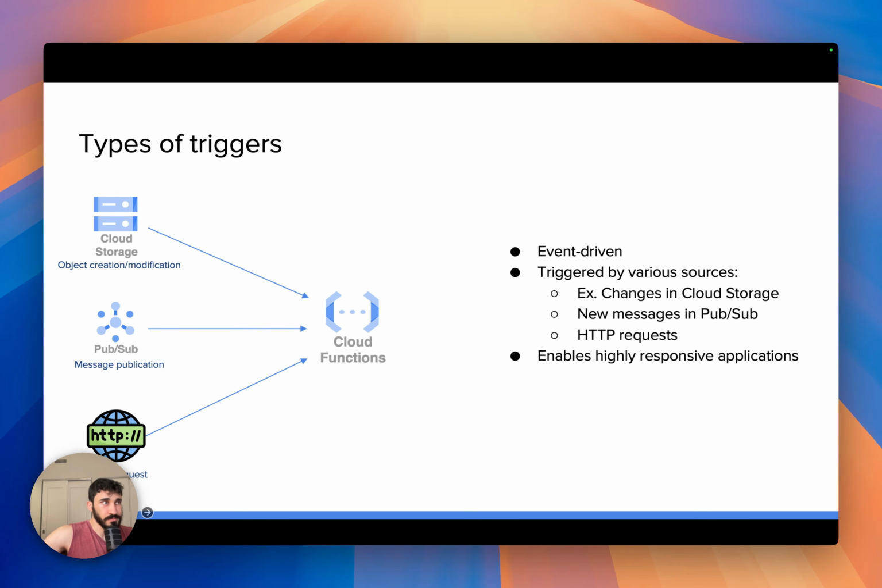All right, next one. Types of triggers for Cloud Functions. So they are event-driven, and this can be from a number of different sources. You can have changes in Cloud Storage.